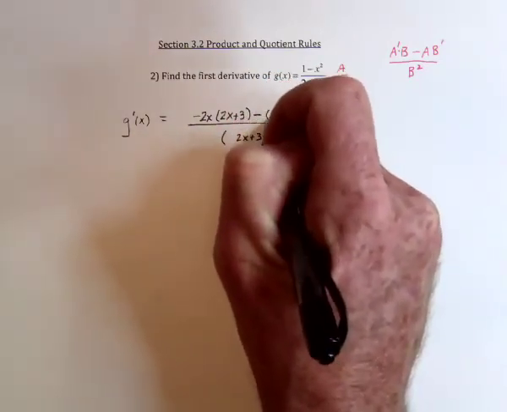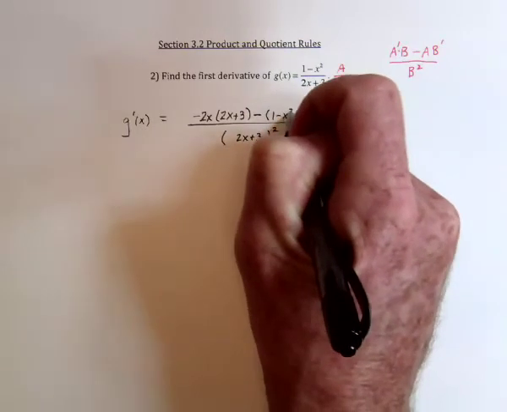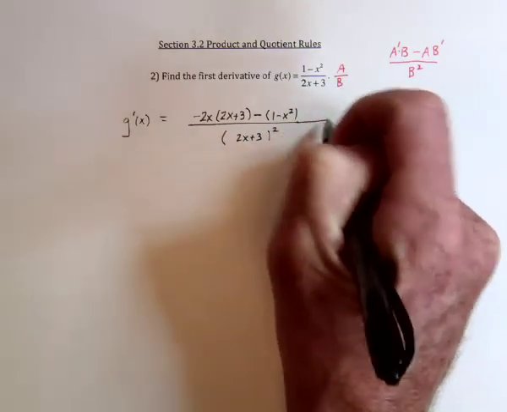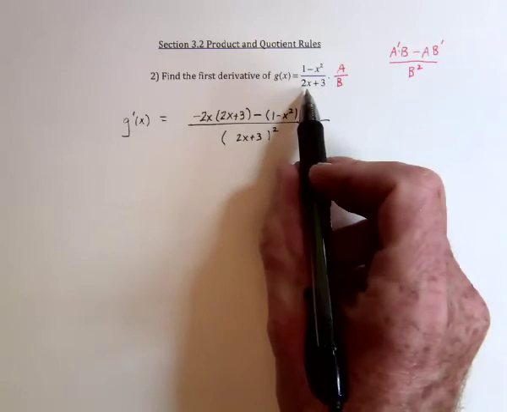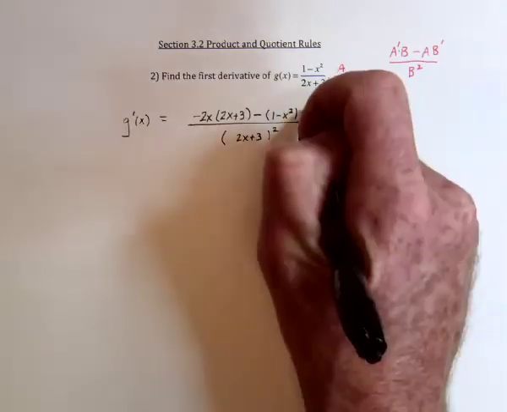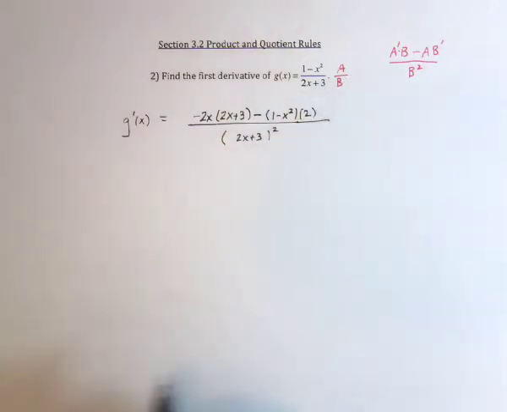And then subtract when you leave the 1 minus x squared alone. And then take the derivative of this, which is going to be a 2. And then we need to do some algebra to simplify, especially the numerator.